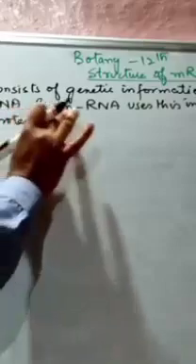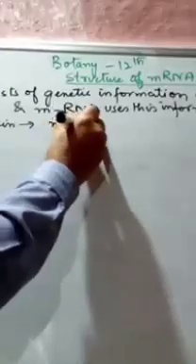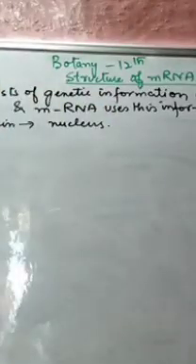So why is it called as mRNA? Because it consists of genetic information, and that genetic information has been copied to it by DNA. The information has come here from the DNA, and mRNA uses this information to code a certain protein, and that is why this mRNA is present within the nucleus. It is found inside the nucleus.